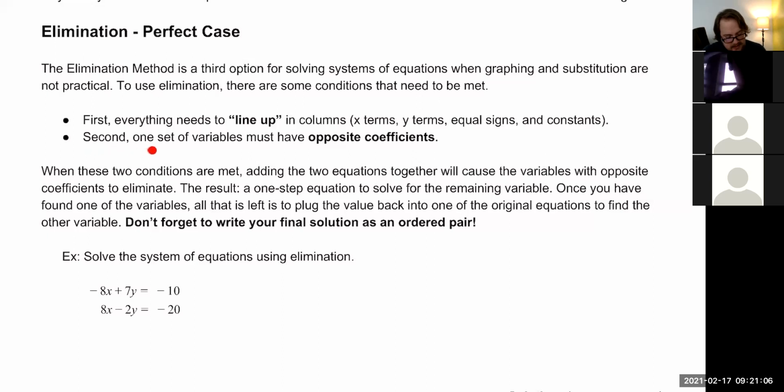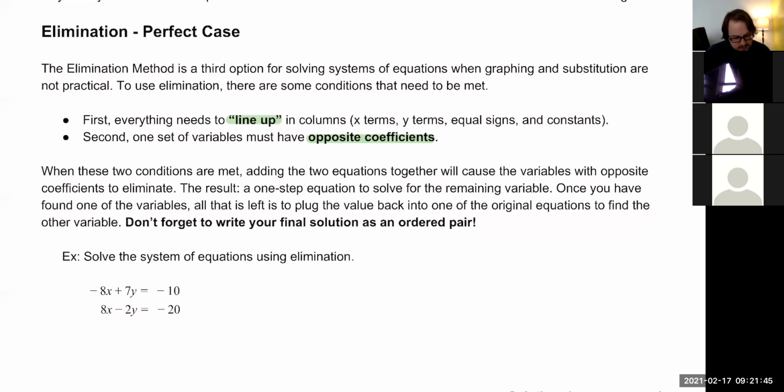The second thing we need to see is that one of the set of variables, notice it doesn't say it has to be X, it doesn't have to be Y, but one of the set of variables must have opposite coefficients. So I know it's bolded, but I'm one for extra flair. So we want them to line up, and we want opposite coefficients. And what I mean by opposite is really just that it's the same value, just with different signs. So like 5 and -5, -11 and +11. We want those to be opposite coefficients.